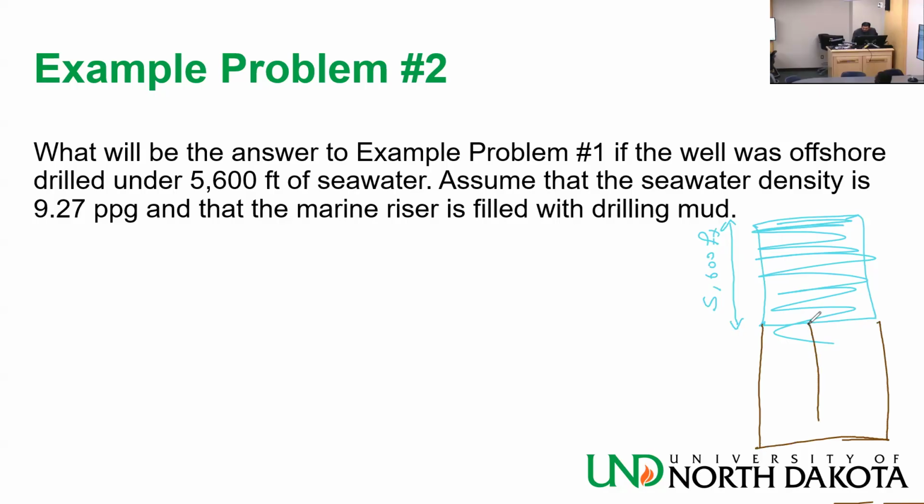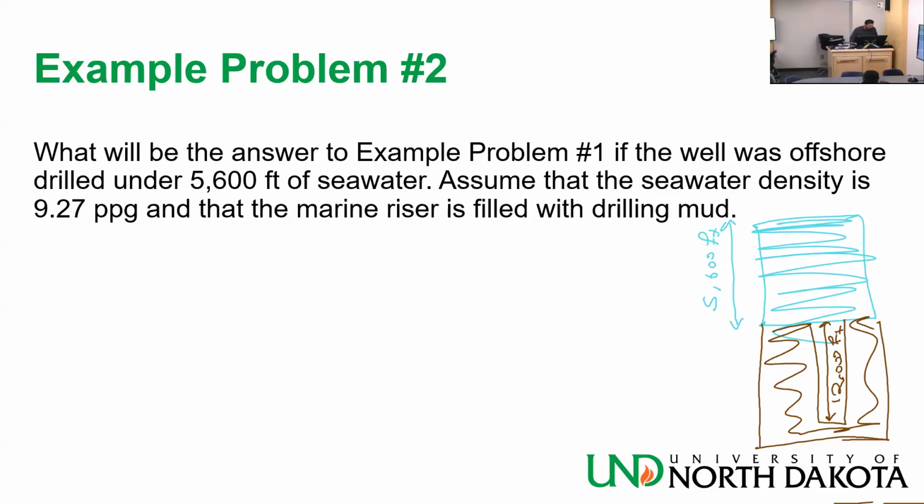And I have a well, and from the previous example, my well was 12,000 feet TVD. It's from the bottom basically, because now I just have 5,600 feet of seawater above me. So I have what I had in problem number 1, but with 5,600 feet of seawater above. The seawater density is 9.27 ppg.